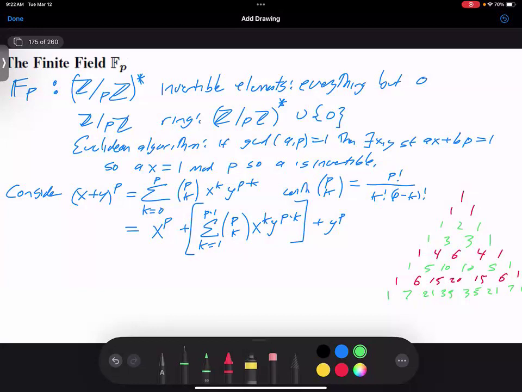We care about the stuff in the middle. It might be useful. So when I look at x plus y to the p, I get x to the p plus y to the p plus the middle terms. I can do this for any p, but if p is prime, there's something really interesting about the stuff in the middle. What do you notice? I've got 2, 3, 3, 5, 10, 10, 5. What do you notice about 5, 10, 10, 5?